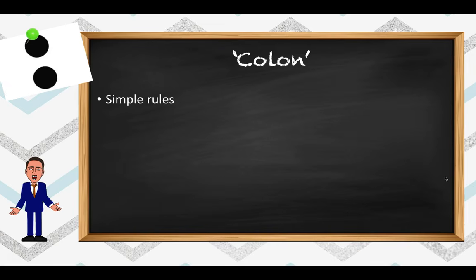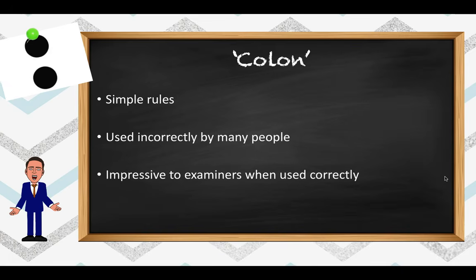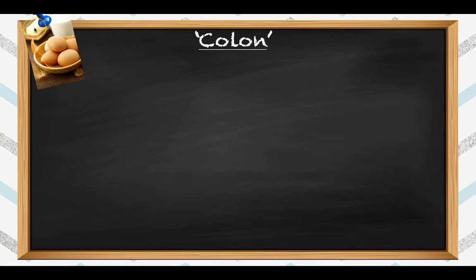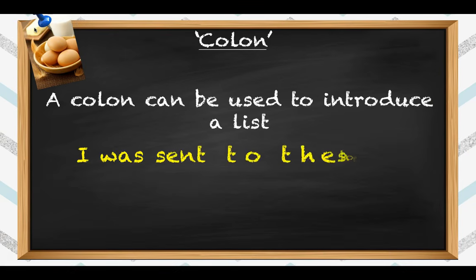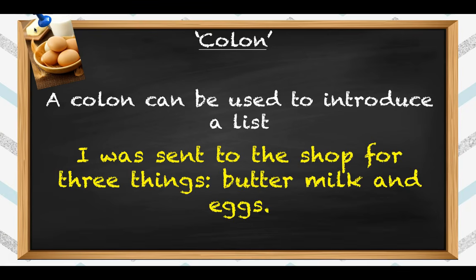The colon is a simple piece of punctuation, but like its cousin the semicolon, it's misunderstood and it's often used incorrectly. A colon is used in a number of ways, and when you use it correctly, it is impressive to examiners. The most common way a colon is used is to introduce a list of items. For example, I was sent to the shop for 3 things: butter, milk, and eggs.